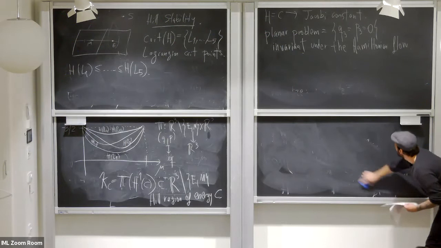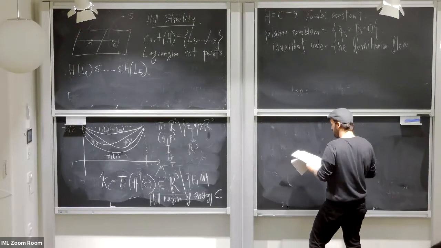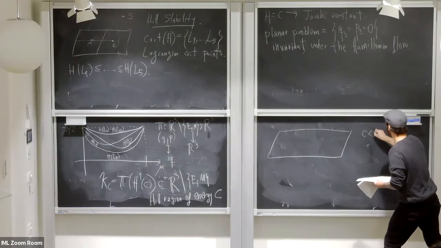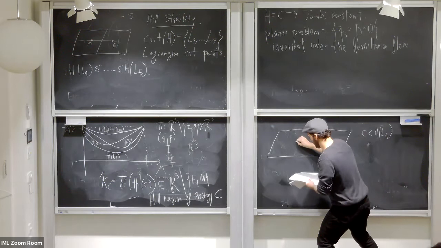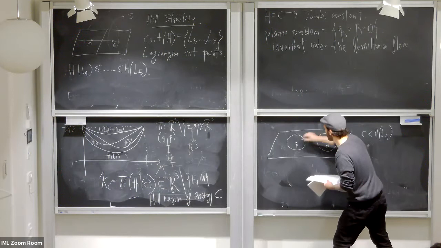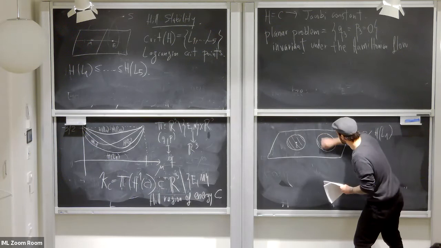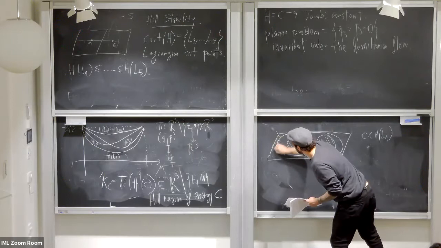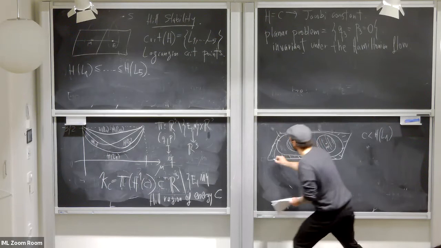And just to have in mind what's going on, here's what the Hill region looks like if the energy is subcritical, below the first critical energy value H of L1. Here's the Earth and here's the Moon, say. It turns out that there's a component of the Hill region which is bounded and contains the Earth. There's another similar component containing the Moon, and there's an unbounded component which goes all the way up to infinity, which is where the asteroids live.